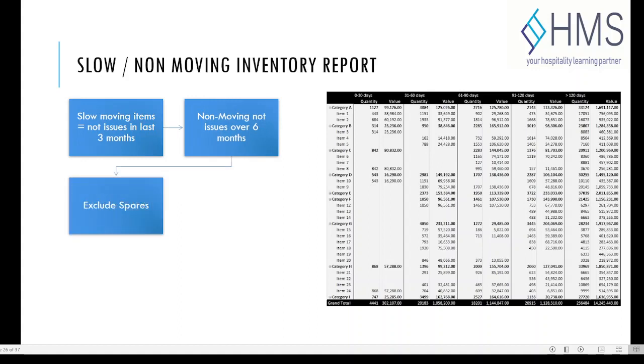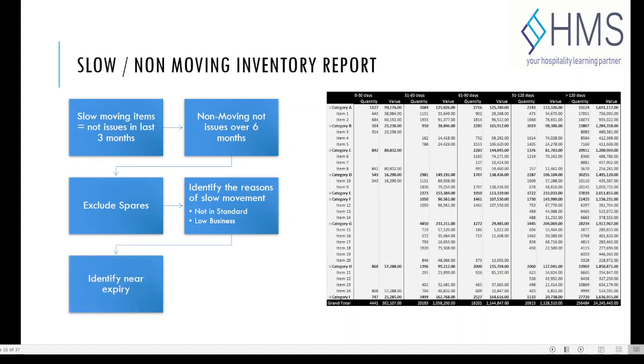And then you normally exclude the machine spares because they are kept for a long time, so you don't normally have to include them in the non-moving stocks. Basically, you have to identify the reasons for slow movement. Are they not to standard, or is there low business, or what's the story, and how are they being stored, so that you can make sure they are not getting damaged.